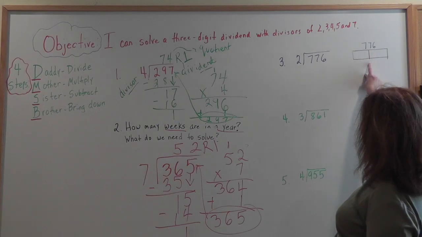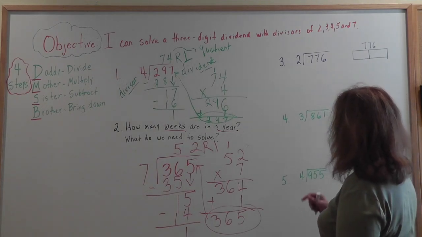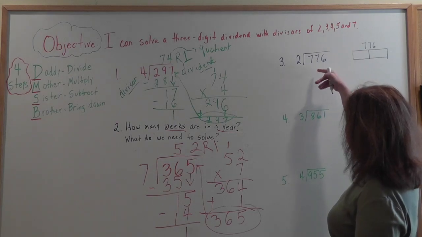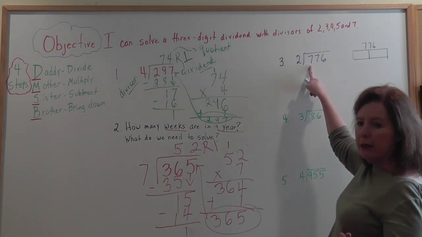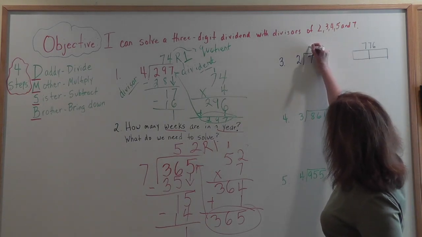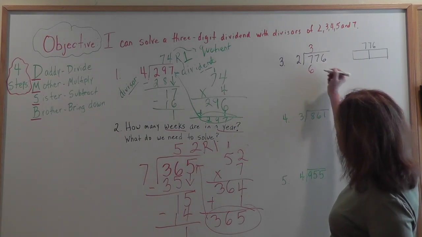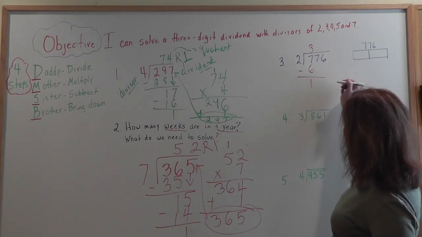And I broke my tape diagram into 2 parts. And I want to see how much my quotient is going to be. So 2 into 7. Can 2 go into 7? Yes, it can, because I know that 2 times 3 is 6. So I'll put 6 down. I subtract, and I get 1.